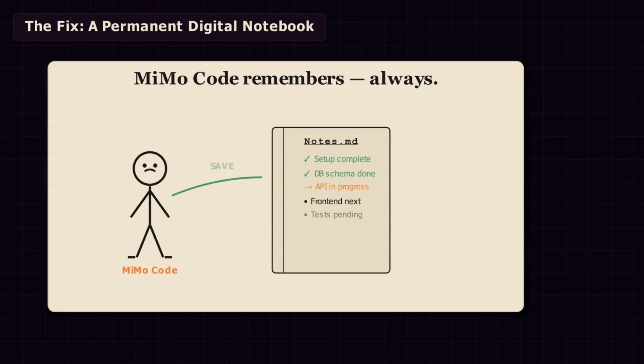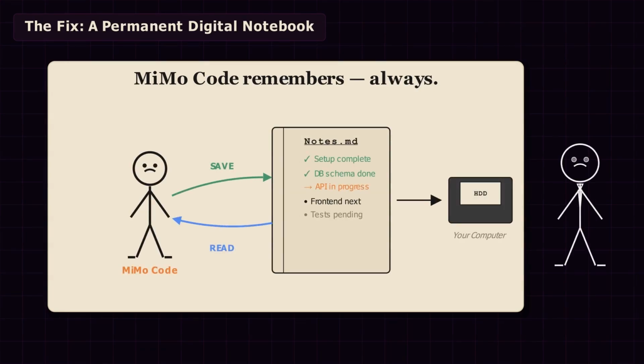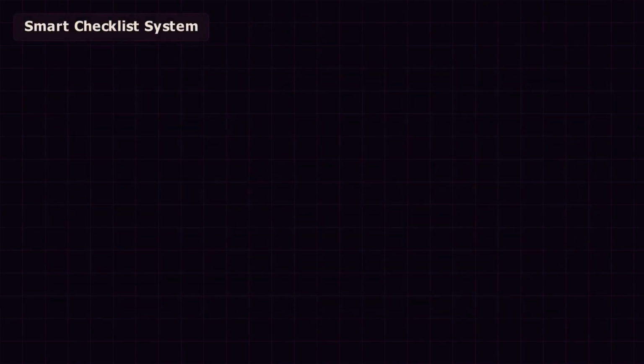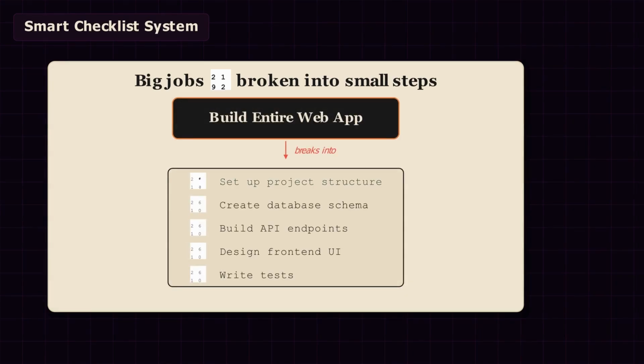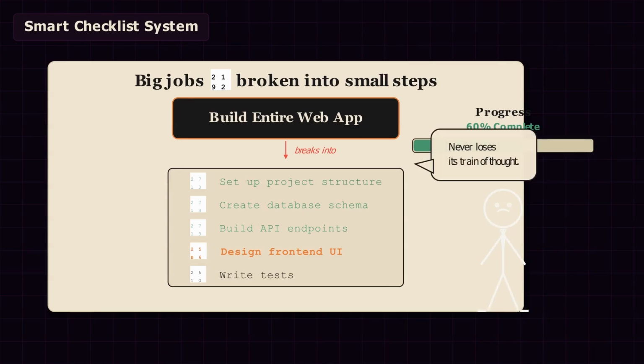MiMo fixed this by giving the AI a persistent digital notebook. So instead of forgetting, it automatically saves notes and progress checkpoints directly to your computer. Whenever it runs out of memory, it quickly reads its own notes to remind itself exactly what it was doing previously. It combines this with a smart checklist system that breaks the project into small steps. Using this technique, MiMo Code never loses its train of thought.